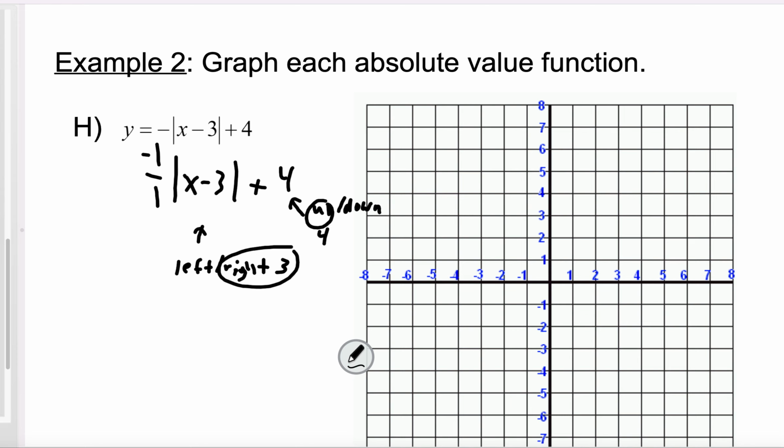So let's do that. From 0, 0, we're going to move to the right 3, and we're going to move up 4. So I moved to the right 3, and I moved up 4. And then from that, I have that negative 1 over 1. So I'm going to come down 1 and over 1. Down 1, over 1 in both left and right direction. Come down 1, move 1 to the right. Come down 1, move 1 to the left. And then connect my points. And I could keep going with that. I just stopped after 2 points. Or actually, we did 5 points.